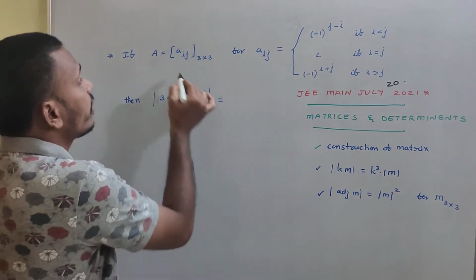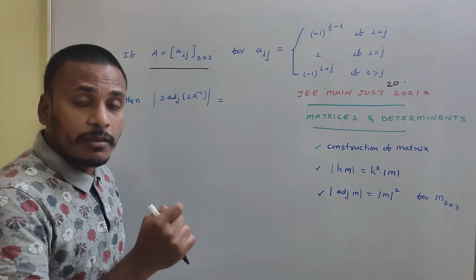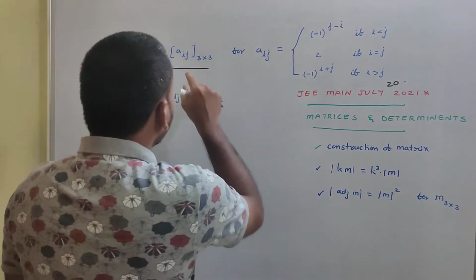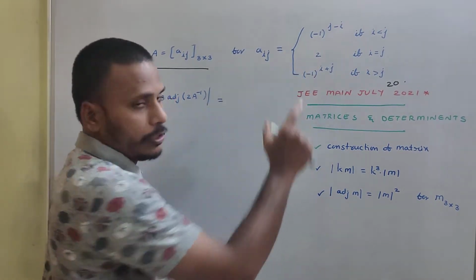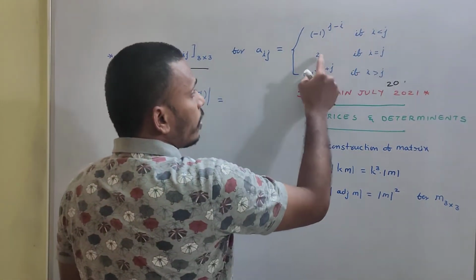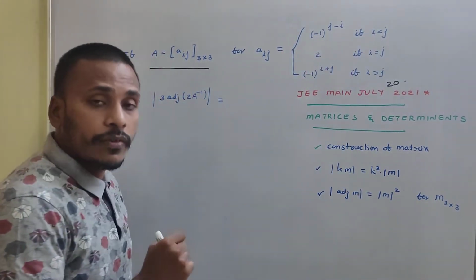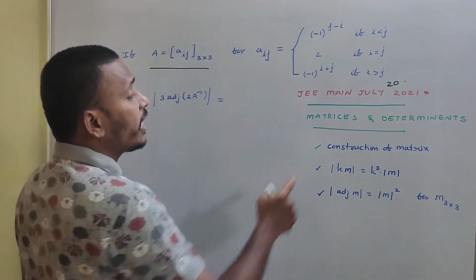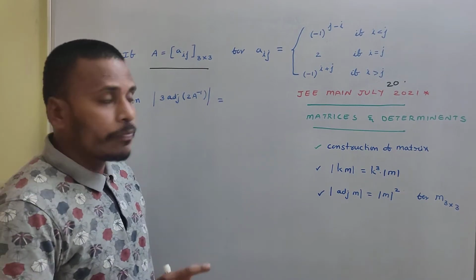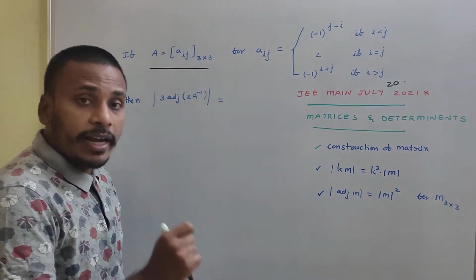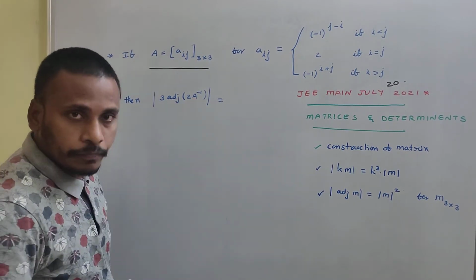A matrix A is given as a 3 by 3 matrix, and the elements of the matrix are defined by this particular definition. For i equals j, the element is 2. For i less than j, use minus 1 to the power j minus i. For i greater than j, use minus 1 to the power i plus j. Then the question is about finding the determinant of 3 times the adjoint of 2A inverse.